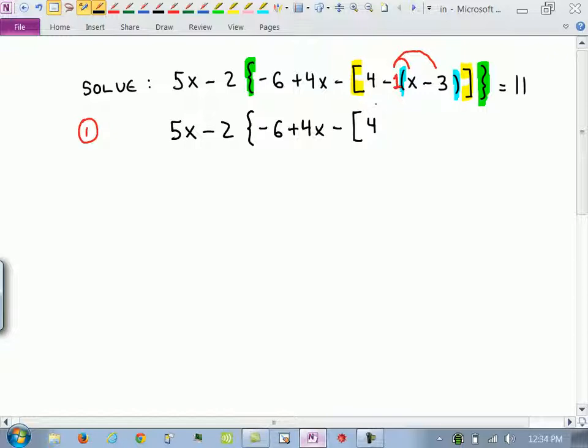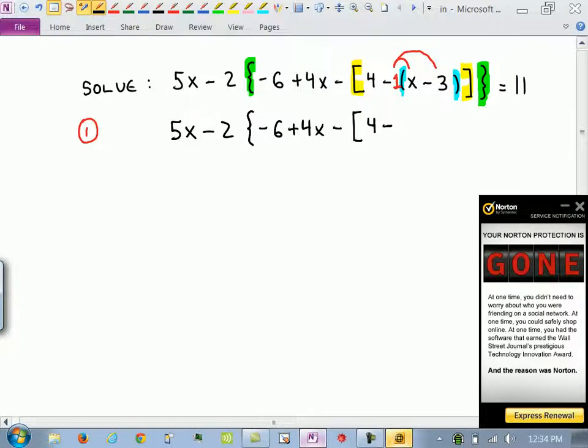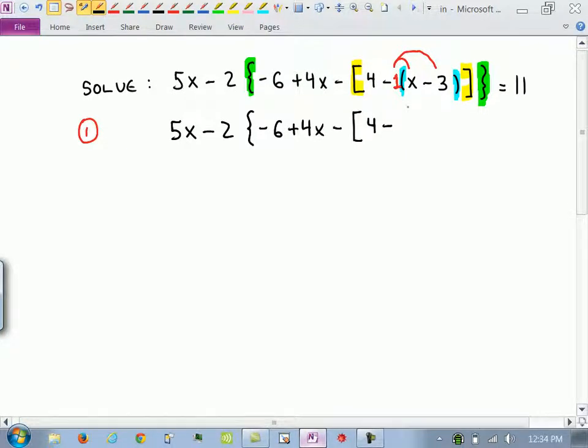Okay, so what do I get? The 4 is still there, but now what? -1x. Now, do I have to put the 1? No. Is it wrong to put the 1? No. So whichever you prefer. I'm just going to put -x. And then +3, so +3, good. Now the parentheses are gone, right? So what's the next symbol I need to put here? Bracket, and then the brace, right?